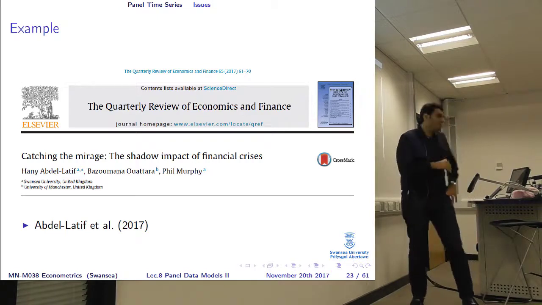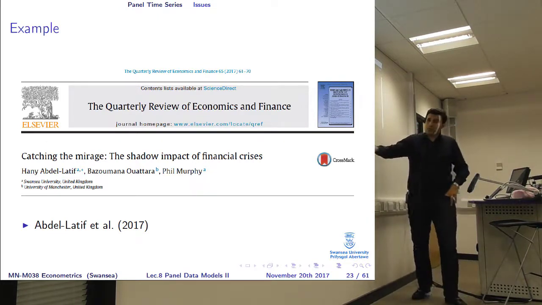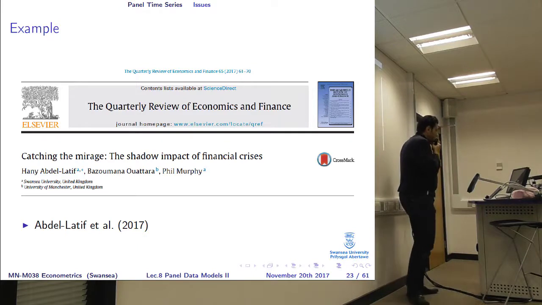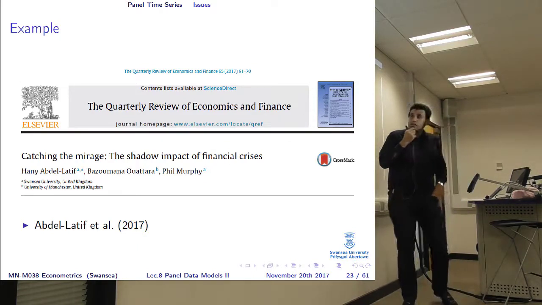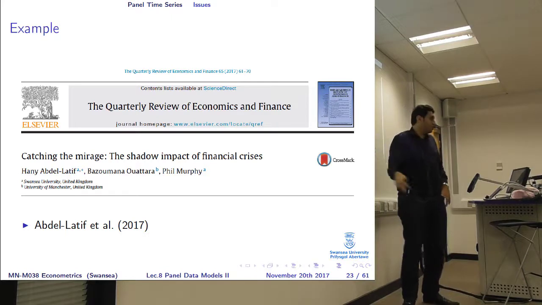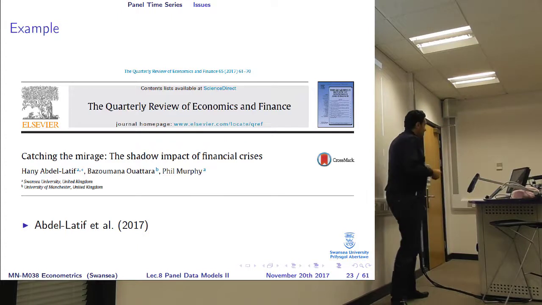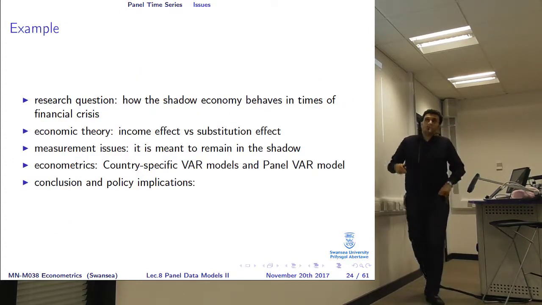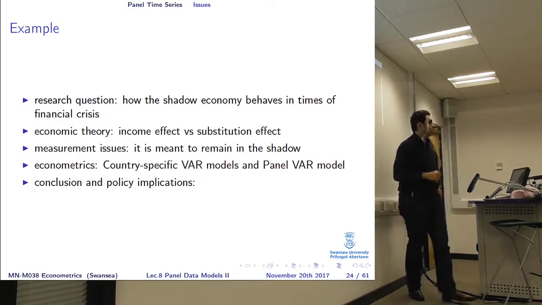This is one of the five papers on Blackboard, and as I said, this is my paper with two other co-authors. It came out this year, 2017, in the Quarterly Review of Economics and Finance. The title is Catching the Mirage: the Shadow Impact of Financial Crisis. I think I explained that before. You've seen this slide before. The research question of this paper is how the shadow economy behaves in times of financial crisis.